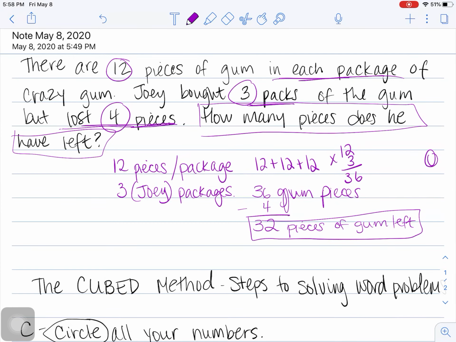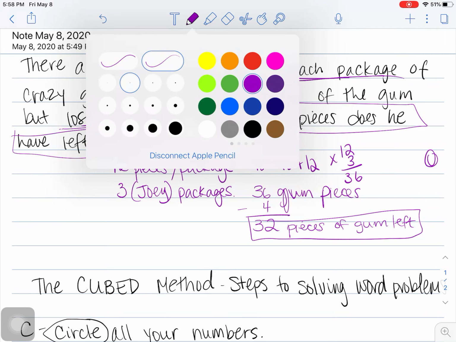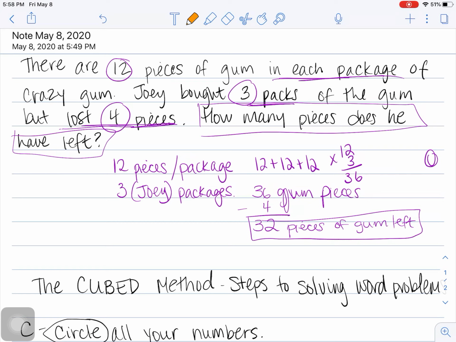Okay? Now, I'll show you this in just another way, just because I did say that word problems can be solved in a variety of ways. If we wanted to draw pictures of this, it would look something like this. And I apologize, there's not very much room, so it's going to get a little tight. But if I know that there are 12 pieces, 1, 2, 3, 4, 5, 6, 7, 8, 9, 10, 11, 12, right? So that's 1 pack of gum.